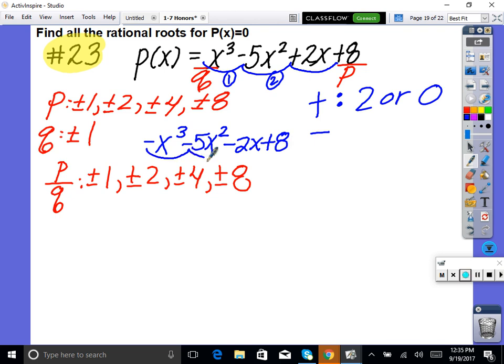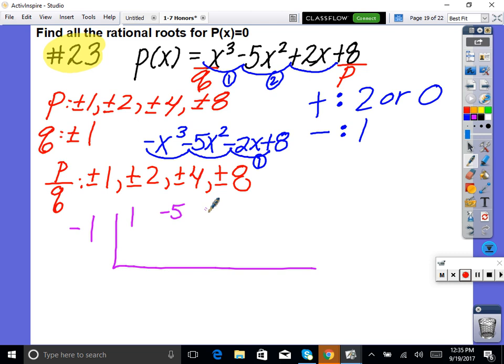So let's count how many sign changes. Negative to negative doesn't count. Negative to negative doesn't count. Negative to positive, yes, 1. So we know for a fact there is 1 negative real root. So what I'm going to personally do, instead of testing all my positives, is test negatives first. Does that make sense? Let's test negative 1. If negative 1 doesn't work, we'll test negative 2. Here we go. Negative 1.